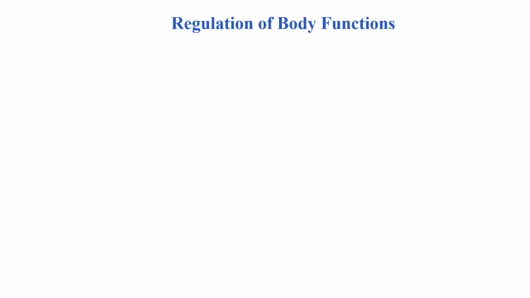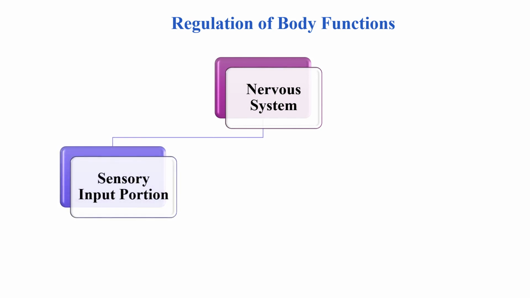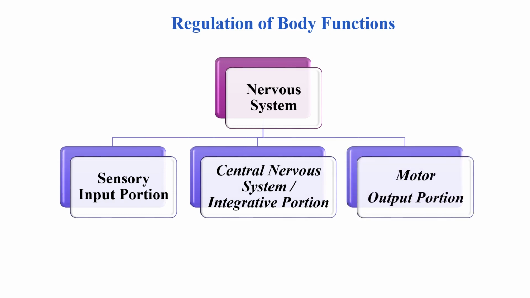Various functions of the body are regulated by the nervous system. The nervous system is composed of three major components: the sensory input portion, the central nervous system, which is also known as the integrative portion, and the motor output portion.